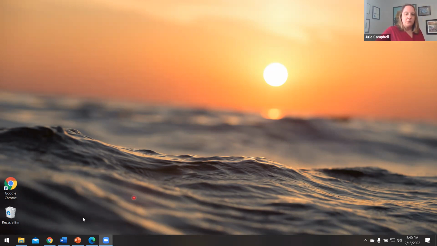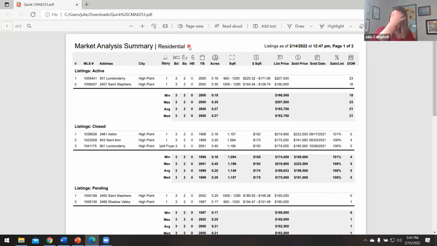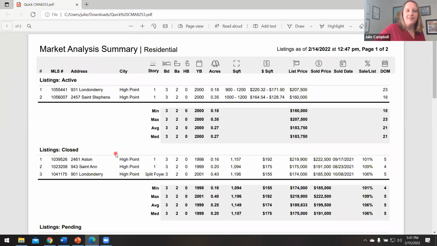So what I did for you guys was pull a CMA. And this is pretty broad, just so we have something to look at. When you get into your MLS, you'll be able to do this clickety-click. So you see at the top here, we have our legend. Here's our MLS number, address, city. How many stories is the home? How many bedrooms? How many baths? How many half baths? The year built. How many acres, square feet? Cost per square feet. List price, sold price. And then DOM is days on market. How long was it on the market before it went under contract?